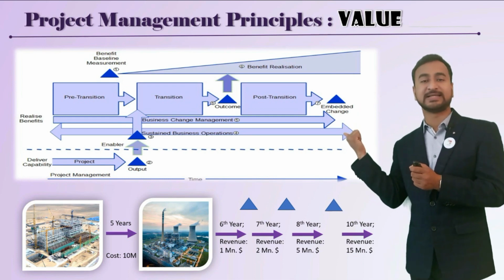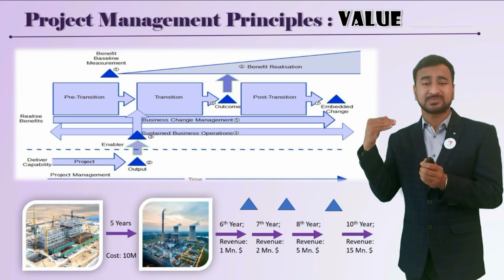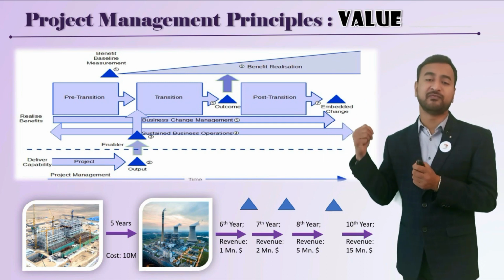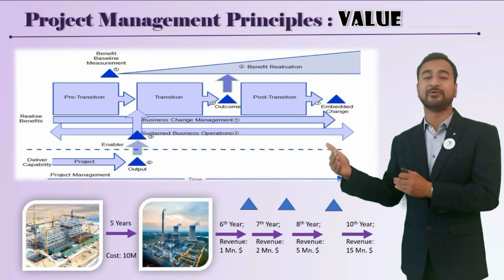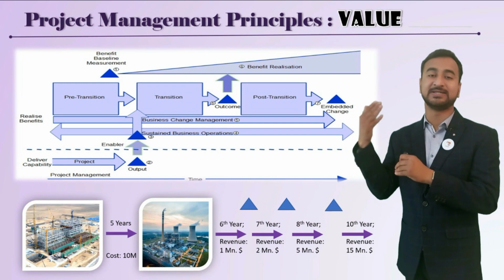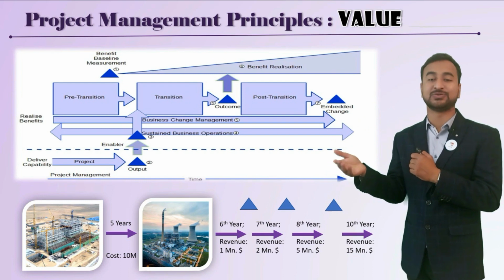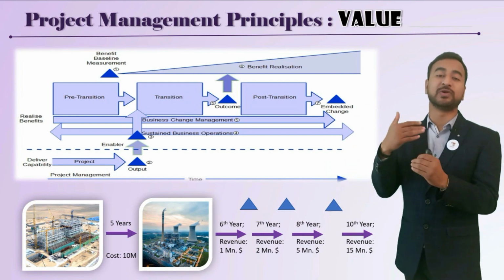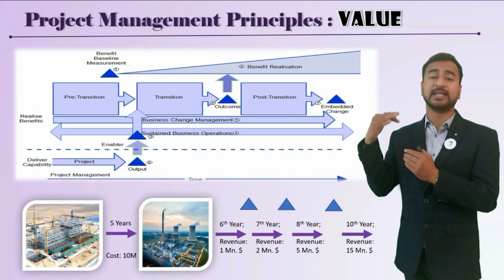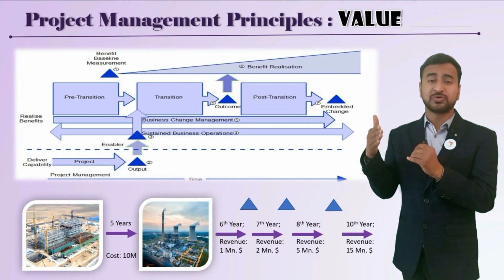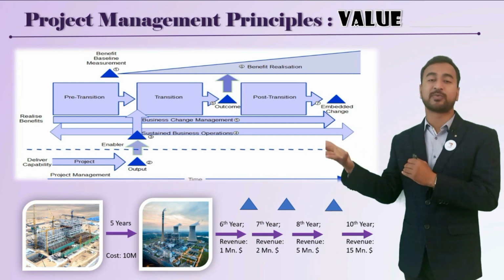So just focus on the example given over here, that you wanted to develop a thermal power station that requires 5 years and costs you $10 million. After the 5 years, once your project is handed over to the operations team and they start generating electricity, in the 6th year you get a revenue of 1 million, in the 7th year it's 2 million, in the 8th year it would be 5 million. So your return on investment for this particular project comes after 6 or 7 years, and then you start generating profit. So you should track this value throughout, after the project is handed over to the operations team.